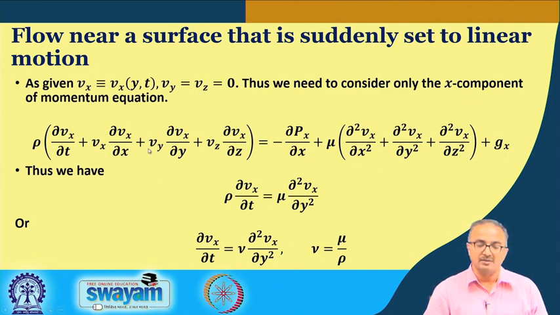Because Vy and Vz are 0, these two terms are dropping off, and because in the x direction there is no change in the velocity, this term also goes out. So, what we are left with is rho into dou Vx by dou t, and as stated in the problem, there is no pressure gradient in the x direction. So, this term is also 0.